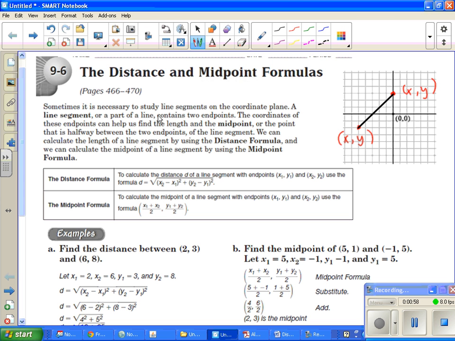All right. The coordinates of these endpoints can help us find the length. That's going to be how long it is. And the midpoint is going to be somewhere here in the middle, the point that's halfway in between the two endpoints of the line segment. We can calculate the length of the line segment by using the distance formula. I'm going to give it to you right here. You can calculate the midpoint of the line segment by using the midpoint formula.